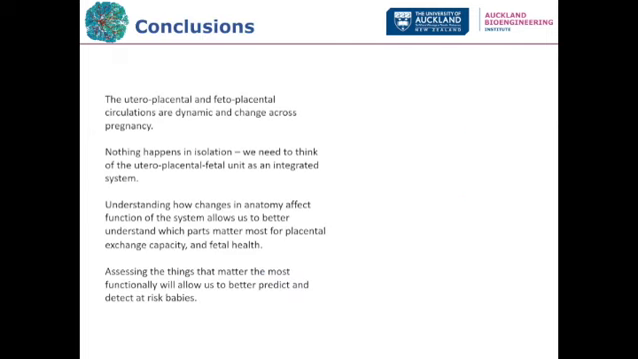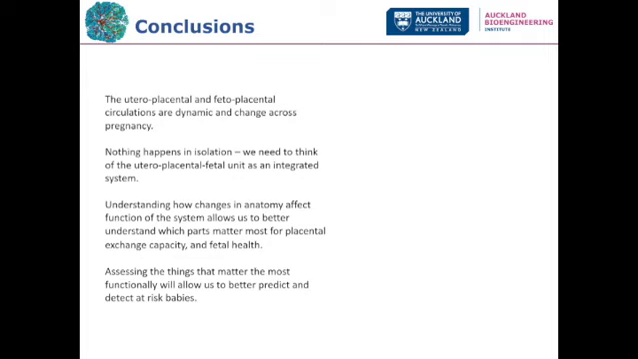So just to summarize, there's a lot going on in pregnancy. The placental circulations, both on the uterine side and the fetal side, are dynamic. They change a lot during pregnancy, and that makes them quite difficult to visualize clinically and to model and to investigate in the lab. But hopefully we're starting to bring together some of the data that describes these circulations via computational modeling. And I think the most important thing that is coming out of our modeling is that nothing in the system happens in isolation. We need to think of the uterus, the placenta, and the fetus as an integrated system.